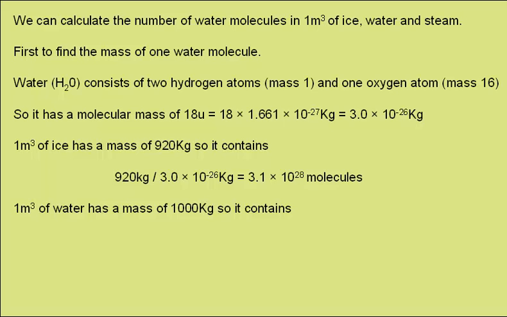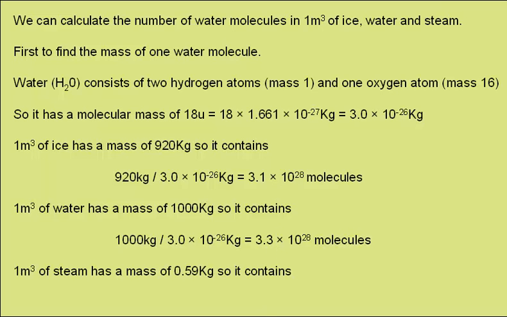A cubic metre of water has the slightly higher mass of 1,000 kilograms, so it contains 1,000 over 3 times 10 to the minus 26, which is 3.3 times 10 to the 28 molecules, almost the same figure for the solid and the liquid. A cubic metre of steam, however, has a mass of just 0.59 kilograms, so it contains 0.59 over 3 times 10 to the minus 26, 2 times 10 to the 25 particles, less than 1,000th of that contained in solid or liquid.